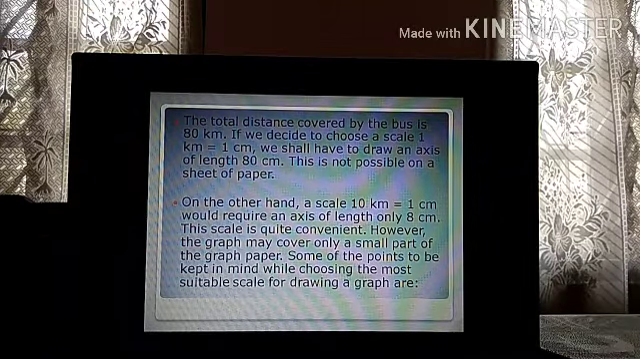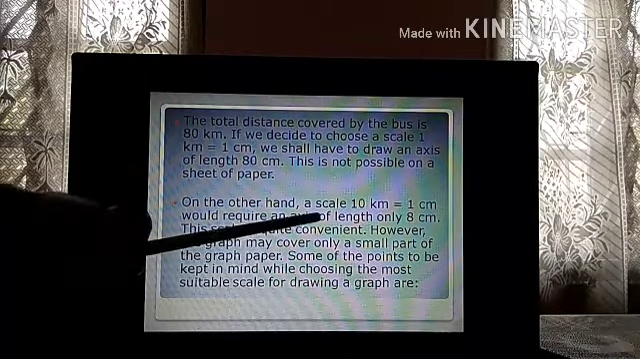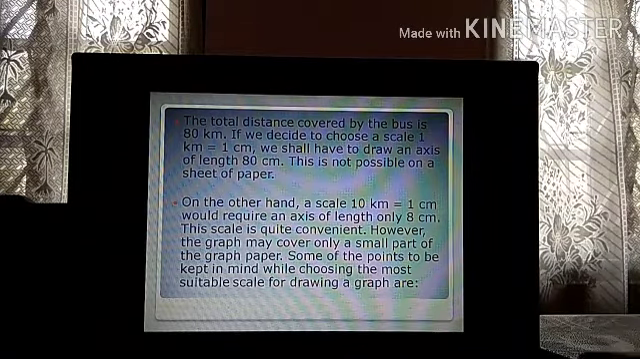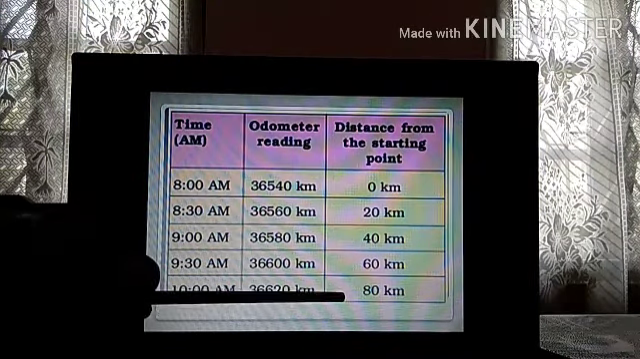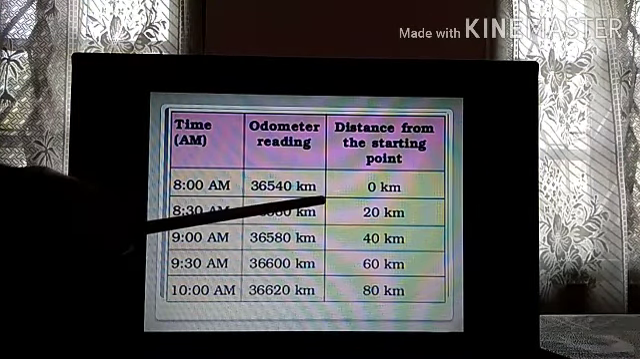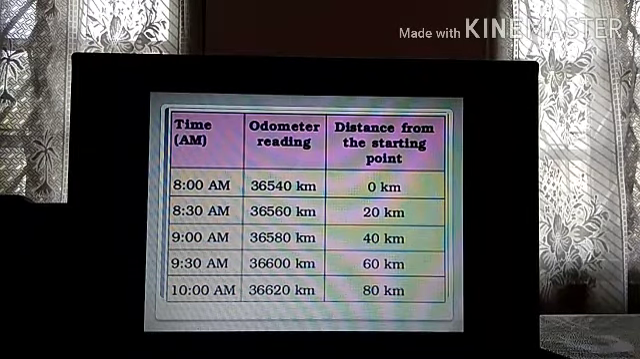No. On the other hand, a scale of 10 kilometers equal to 1 centimeter would be very easy because you have to draw the axis of length only 8 centimeters. Here you have a 20 kilometer difference, so you can take 1 centimeter equal to 10 kilometers. That is, one point you mark as 0, the next point will be 10, the next 20, 30, 40, 50, and so on.